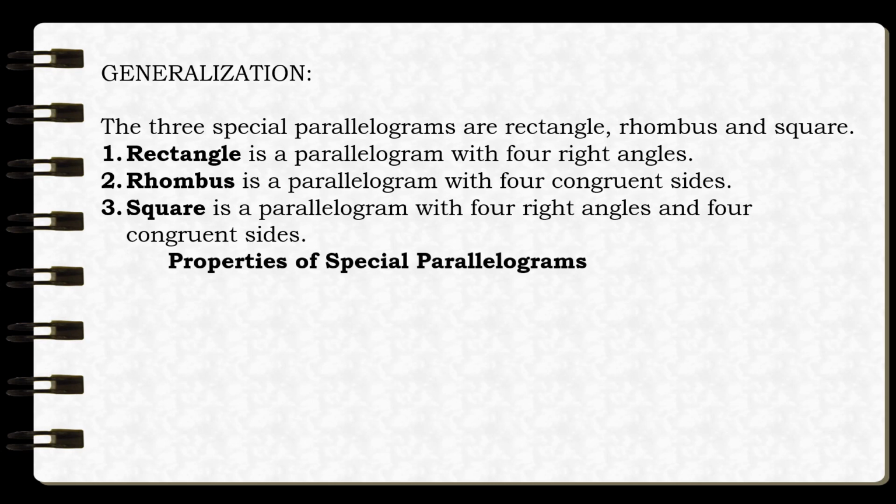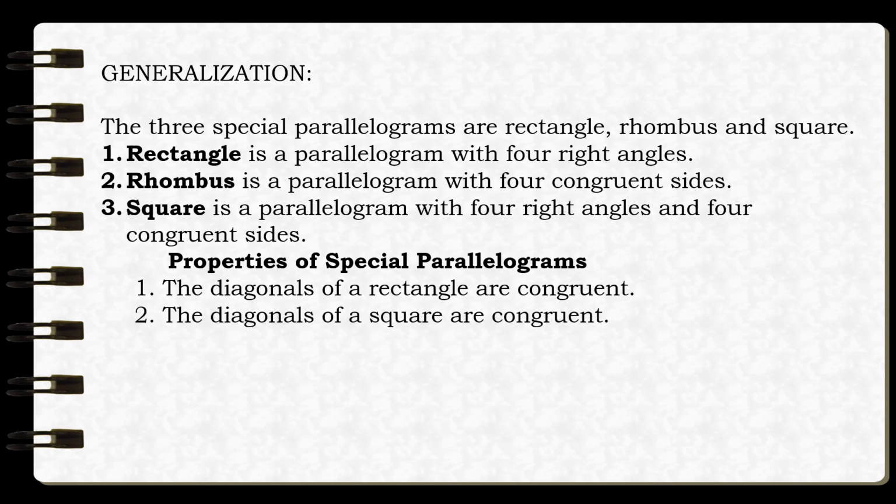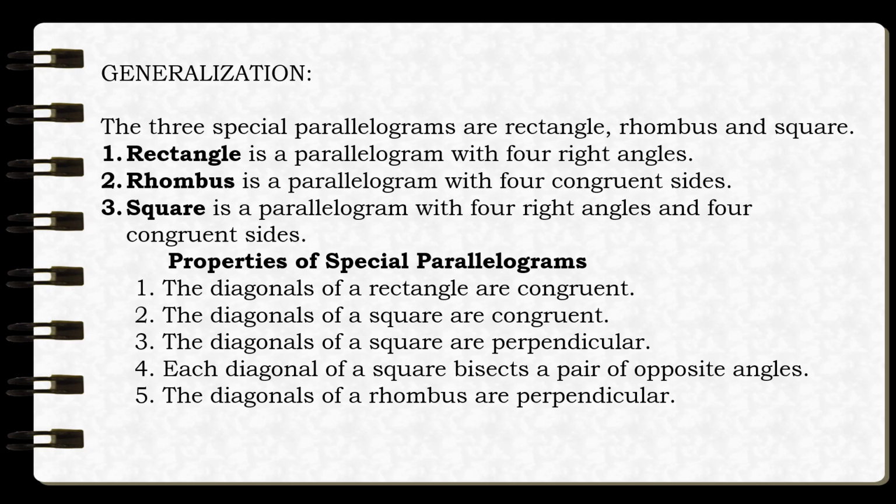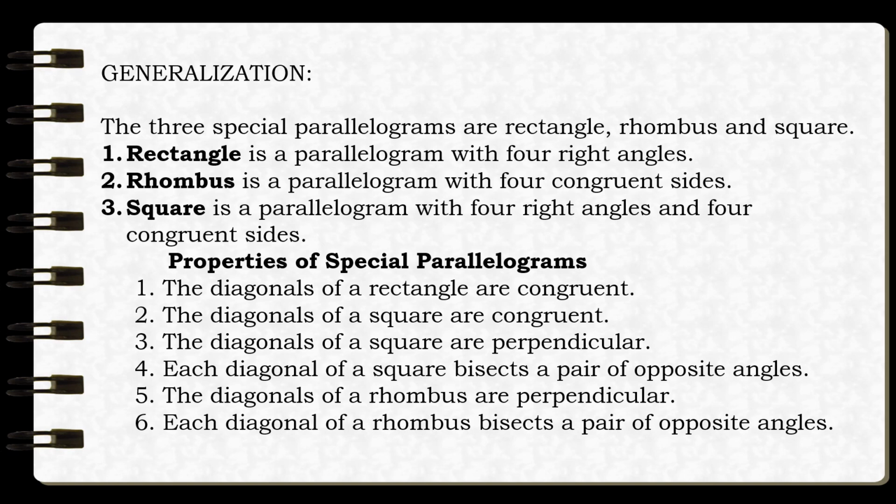Here are the properties of special parallelograms. 1 is the diagonals of a rectangle are congruent. Please take note of that. 2, the diagonals of a square are also congruent. 3, the diagonals of a square are perpendicular. 4, each diagonal of a square bisects a pair of opposite angles. 5, the diagonals of a rhombus are perpendicular. And number 6, each diagonal of a rhombus bisects a pair of opposite angles.